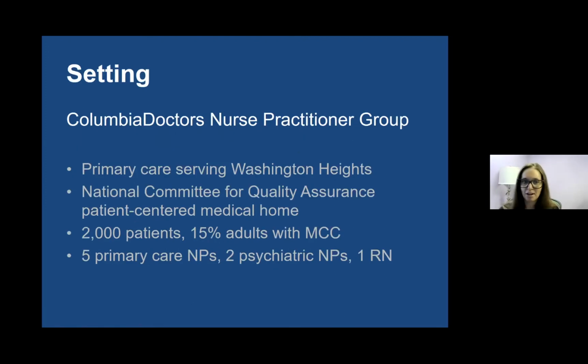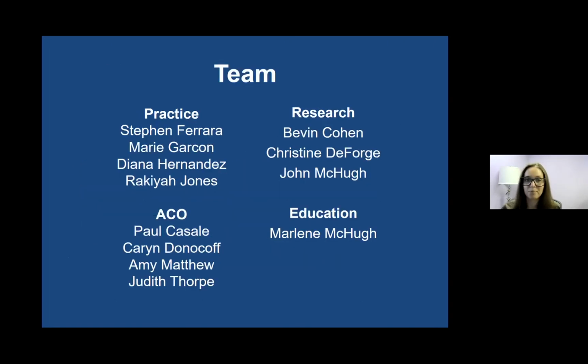So the setting for this study is the Columbia Doctors Nurse Practitioner Group. It's the faculty practice for Columbia School of Nursing. It's a primary care practice serving the Washington Heights community. It's a National Committee for Quality Assurance patient-centered medical home. It serves about 2,000 patients, and about 15% of those are adults with multiple chronic conditions. And when the practice is fully staffed, there are 5 primary care NPs, 2 psychiatric NPs, and 1 registered nurse.